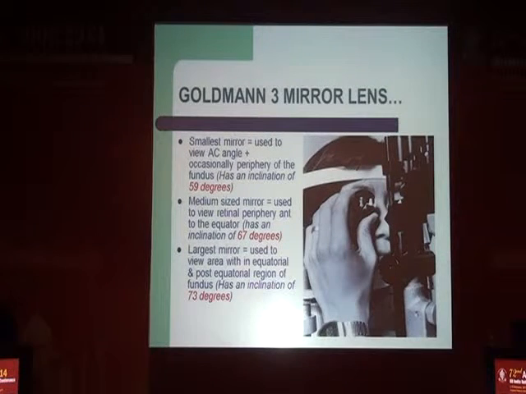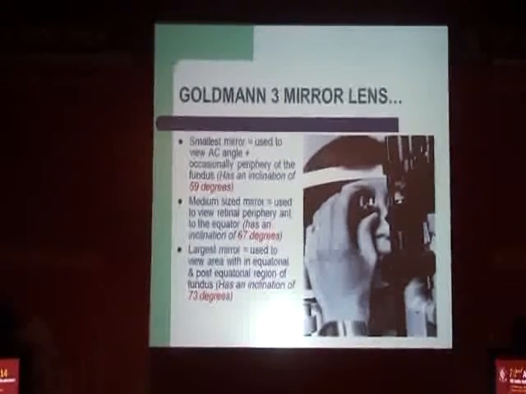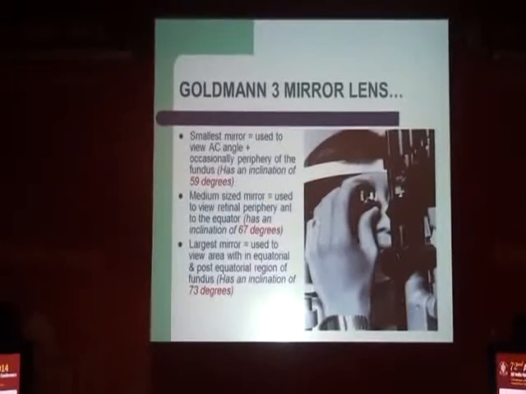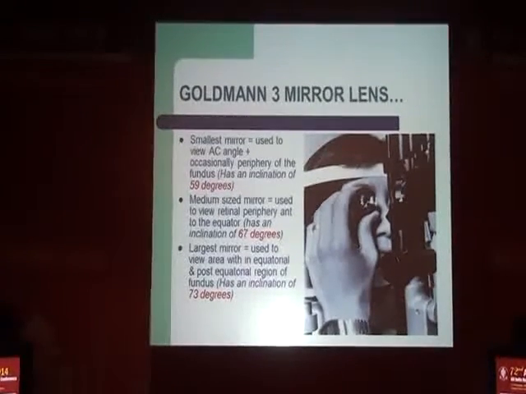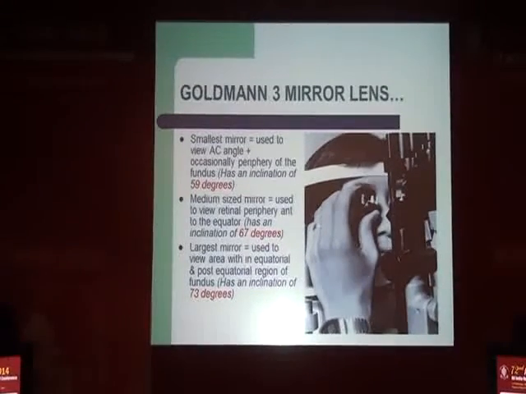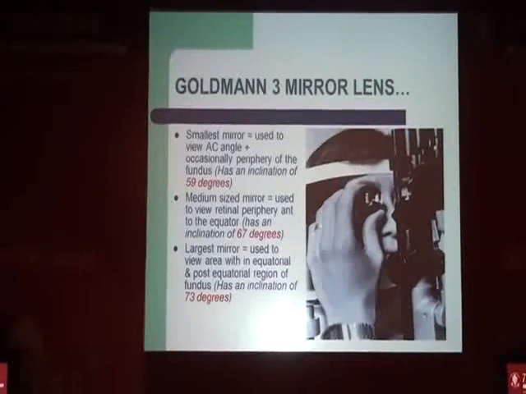Then the medium-sized mirror is used to view the retinal periphery anterior to the equator, to look at structures like lattices, retinal breaks, or retinal dialysis. It has an angulation of 67 degrees. And the lens which has an angulation of 73 degrees is the largest mirror in the entire system and is used to view the area within equatorial and post-equatorial regions of the fundus.